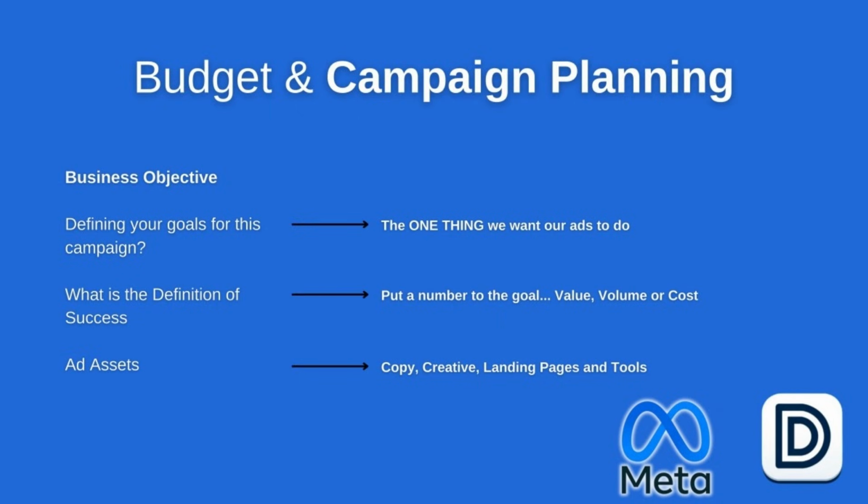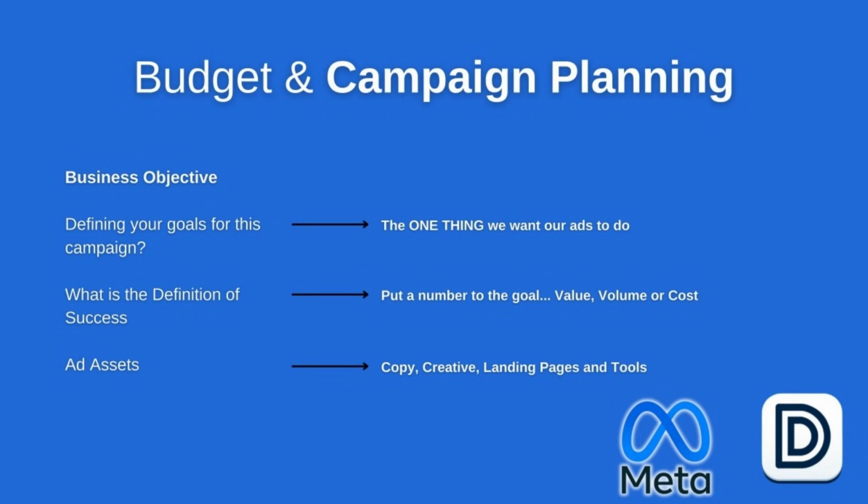Now, when it comes to understanding the one thing we want our ads to do, we also have to clearly understand what is the definition of success. Put a number to the goal, a value, a volume, or a cost. I want you to be able to take a sticky note, write a number on it, and slap it on the wall. And as long as your results are either above or below that number, you know that you're doing a good job. It should be that straightforward and that simple. And lastly, when planning your campaign, we need ad assets.